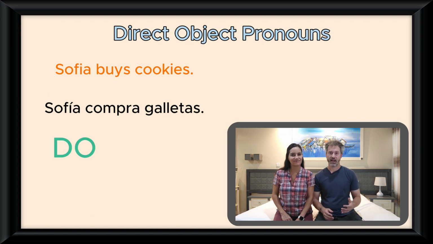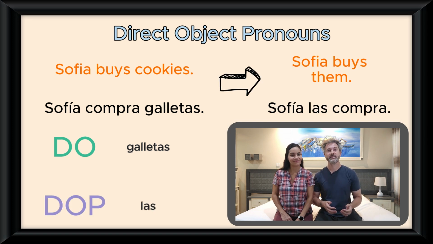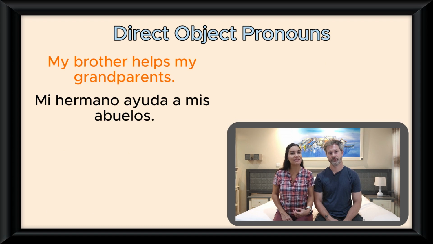Sofía compra galletas. So here, the direct object is galletas because we ask, Sofia buys what? Galletas. And galletas is plural and feminine. So we change it to las. Sofia las compra.